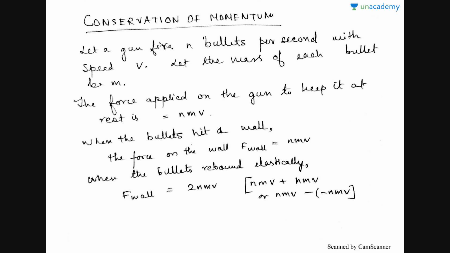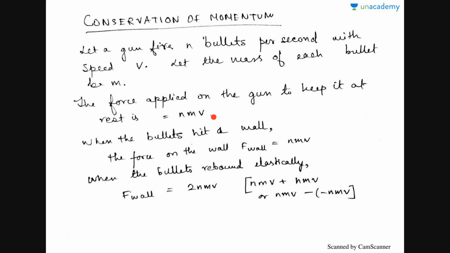Now, another consequence, we can give an example: firing of a bullet on a wall, the conservation of linear momentum. For example, let a gun fire n bullets per second with a speed v. Let the mass of each bullet be m. Now the force applied on the gun to keep it at rest is nmv.